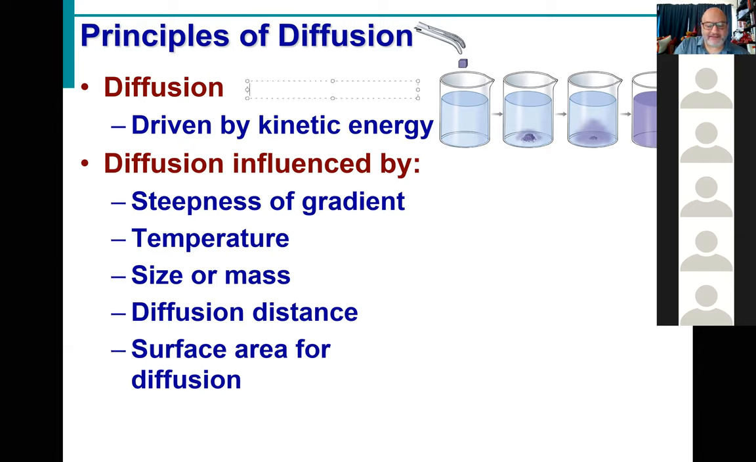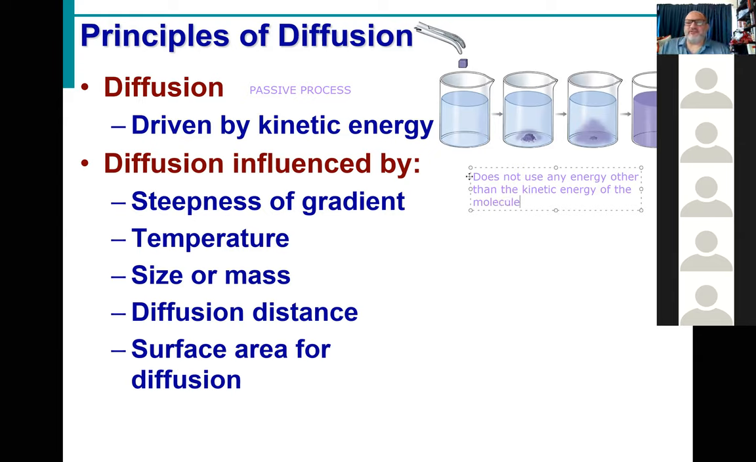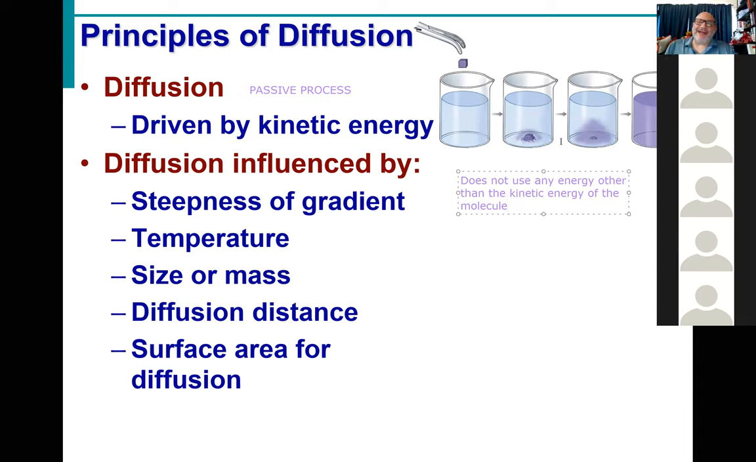Diffusion is a passive process. And by passive process, what I mean by that is it does not use any energy other than the kinetic energy of the molecule. So it is just the kinetic energy of the molecule that causes it to move. If we get a spoon in there and stir, we are adding energy to it, and then it's not a passive process. At that point, it's an active process. And diffusion is a passive process.